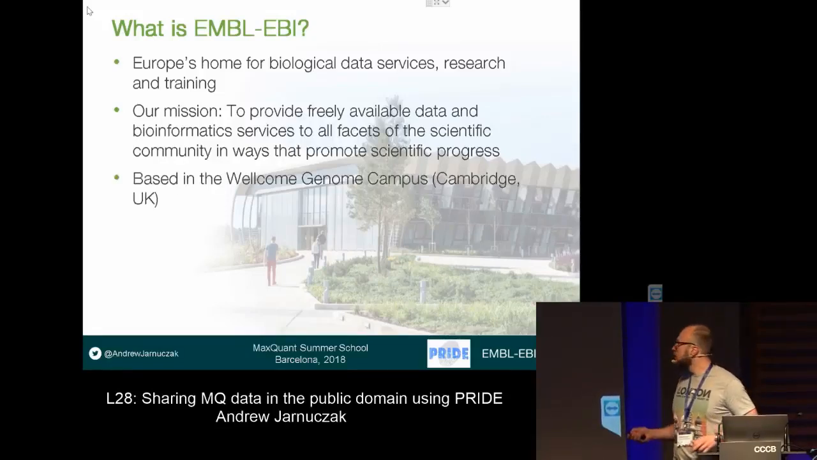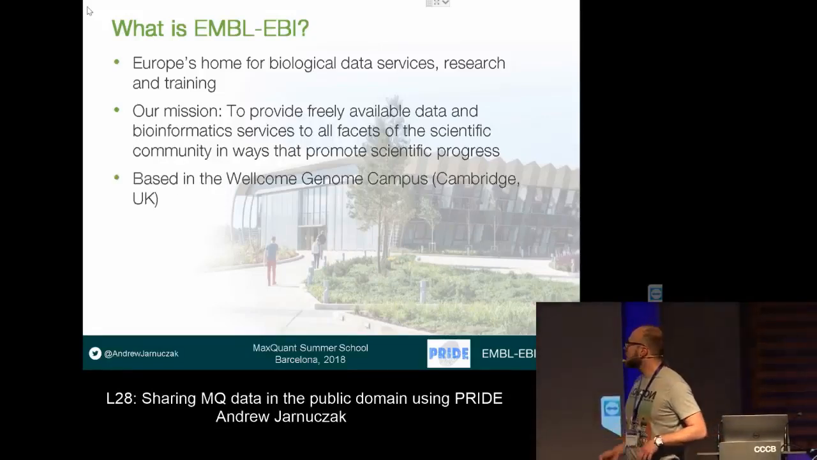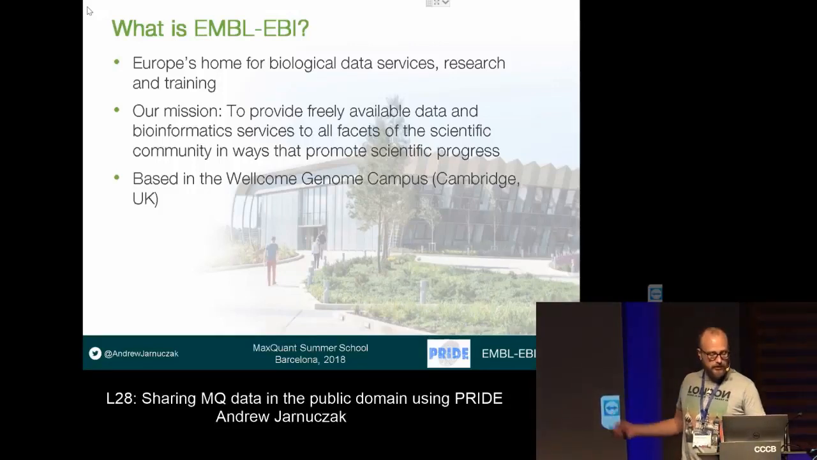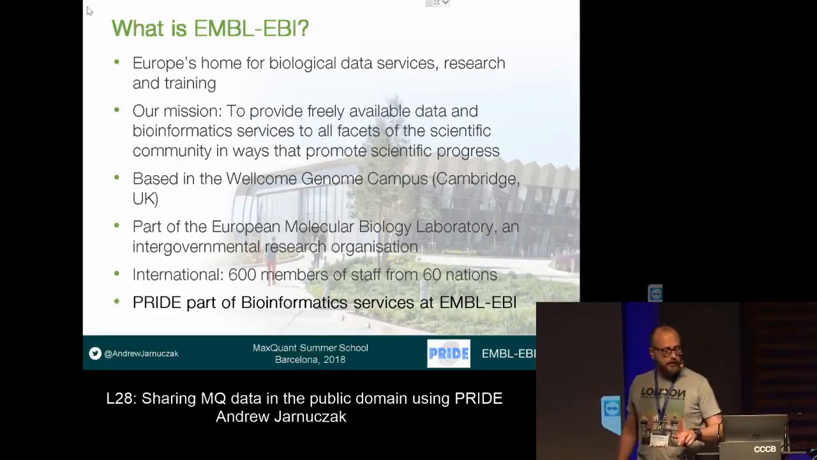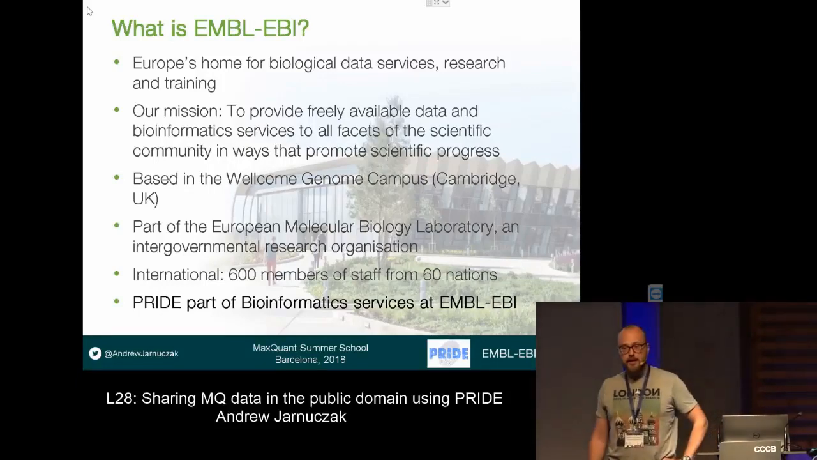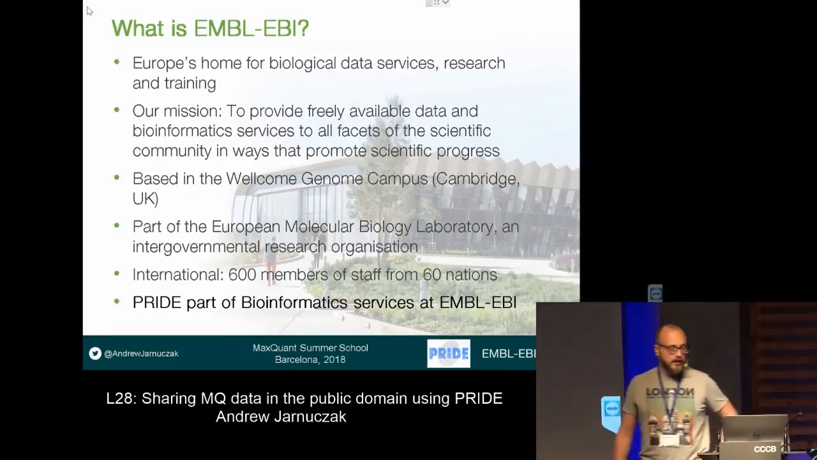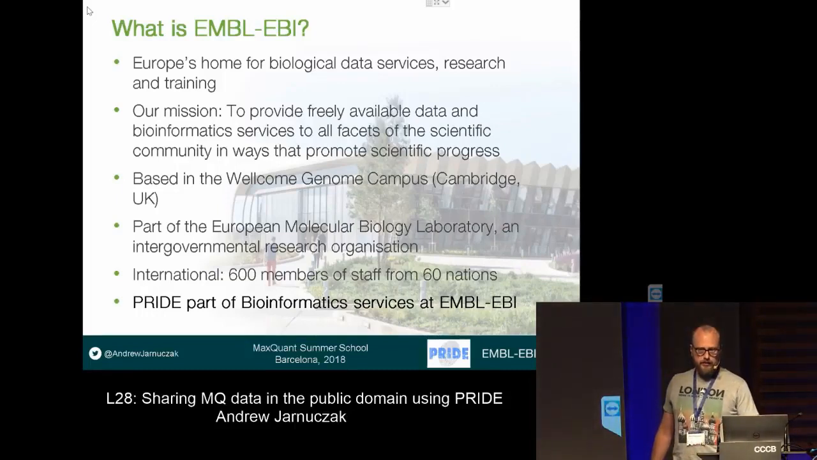We are based on this campus, the Wellcome Genome Campus in Cambridge, in this building you see in the background. It's a really international organization. I think around 600 people are working there from 60 different countries. PRIDE is part of the bioinformatics infrastructure at EBI, and this is one of, I think, 60 biological databases there.